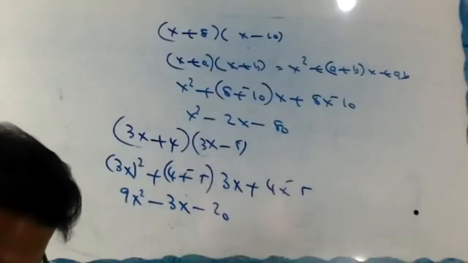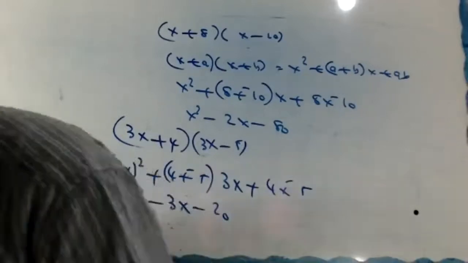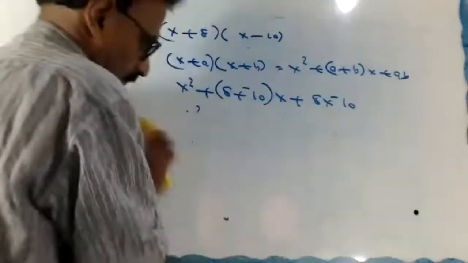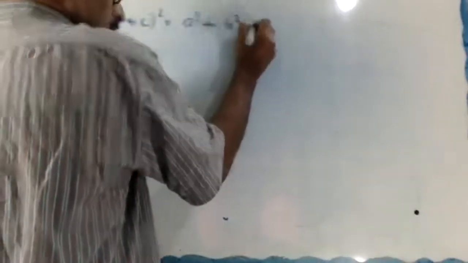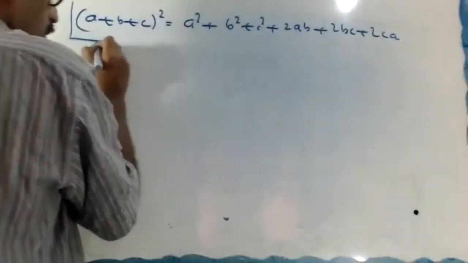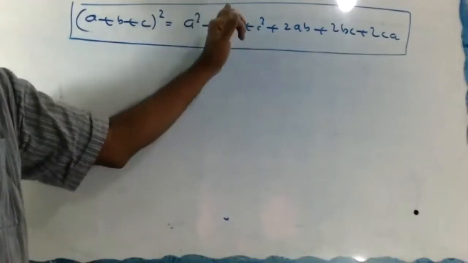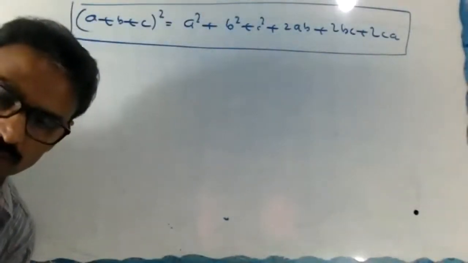Okay, so now there is another next identity, a new one. Now we are going to learn the new identity. Let's look here. (A plus B plus C) whole square equals A square plus B square plus C square plus 2AB plus 2BC plus 2CA. Okay. Write in a box. (A plus B plus C) whole square equals A square plus B square plus C square plus 2AB plus 2BC plus 2CA. Okay. Write this identity.